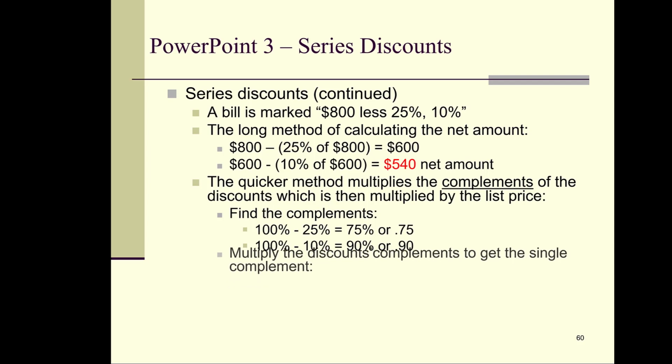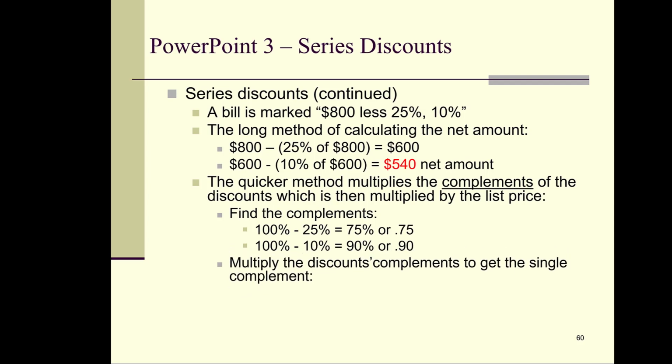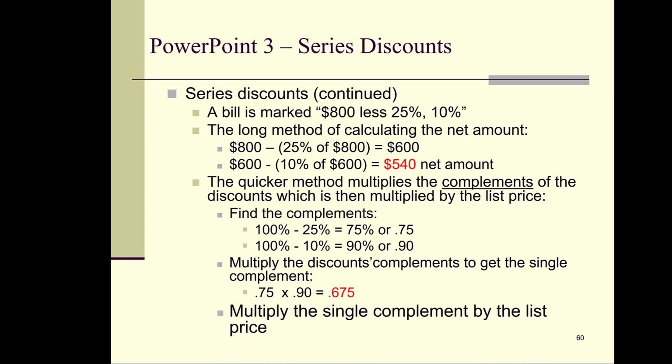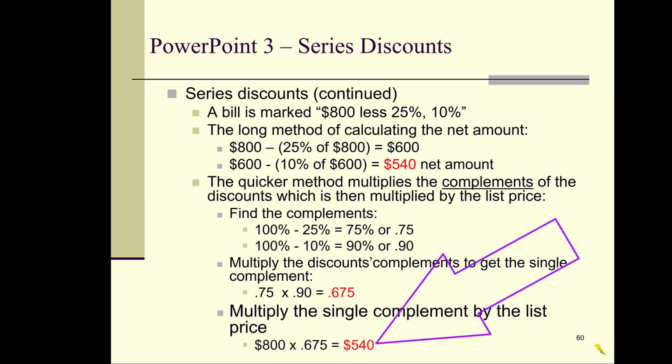So then we multiply the discounts' complements to get the single complement. So 0.75 times 0.9 gives us 0.675. So now if we multiply that single complement by 800, we get the amount due. So $800 times 0.675 gives us an amount due of $540.